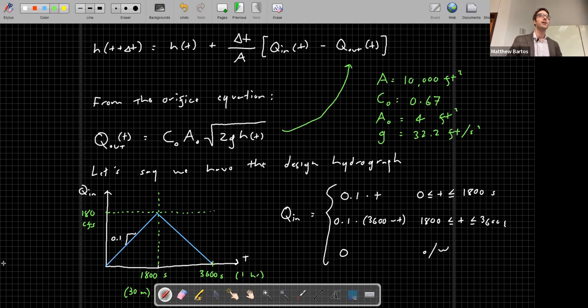And with that, we can go ahead and simulate this. I'm going to do this in Excel, so you can follow along on your computers if you'd like to. This will be helpful for your homework. I'm going to simulate this system to see how the detention basin changes the hydrologic response. In particular, I want to look at the outflow from the retention basin and compare it to the inflow to see how it's modulating that inflow hydrograph.